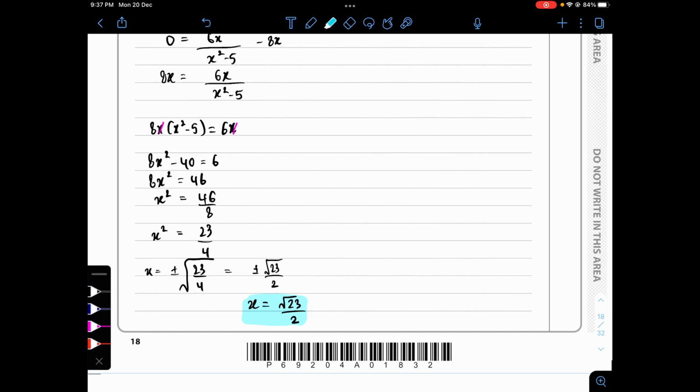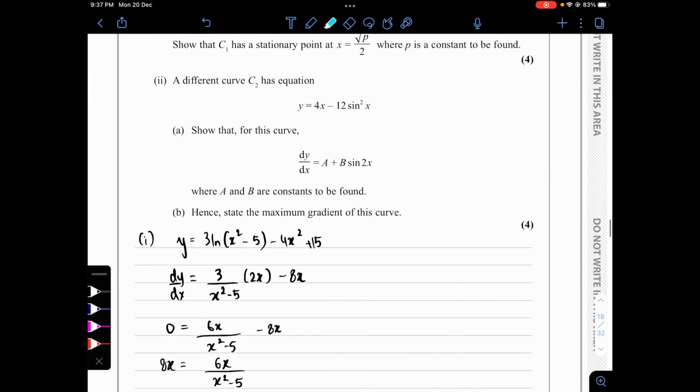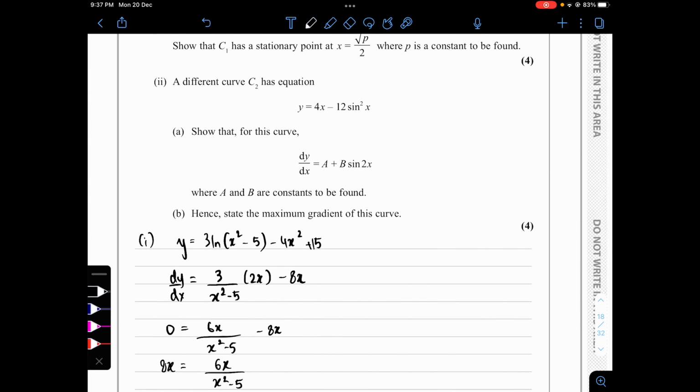Let's look at part II. Part IIA. So I'll just do it here because we have some space. So II part A. So a different curve, C2 has equation y equals 4x minus 12 sine squared x. Show for the curve that dy over dx equals a plus b sine 2x. Okay, so let's see how we can do that.